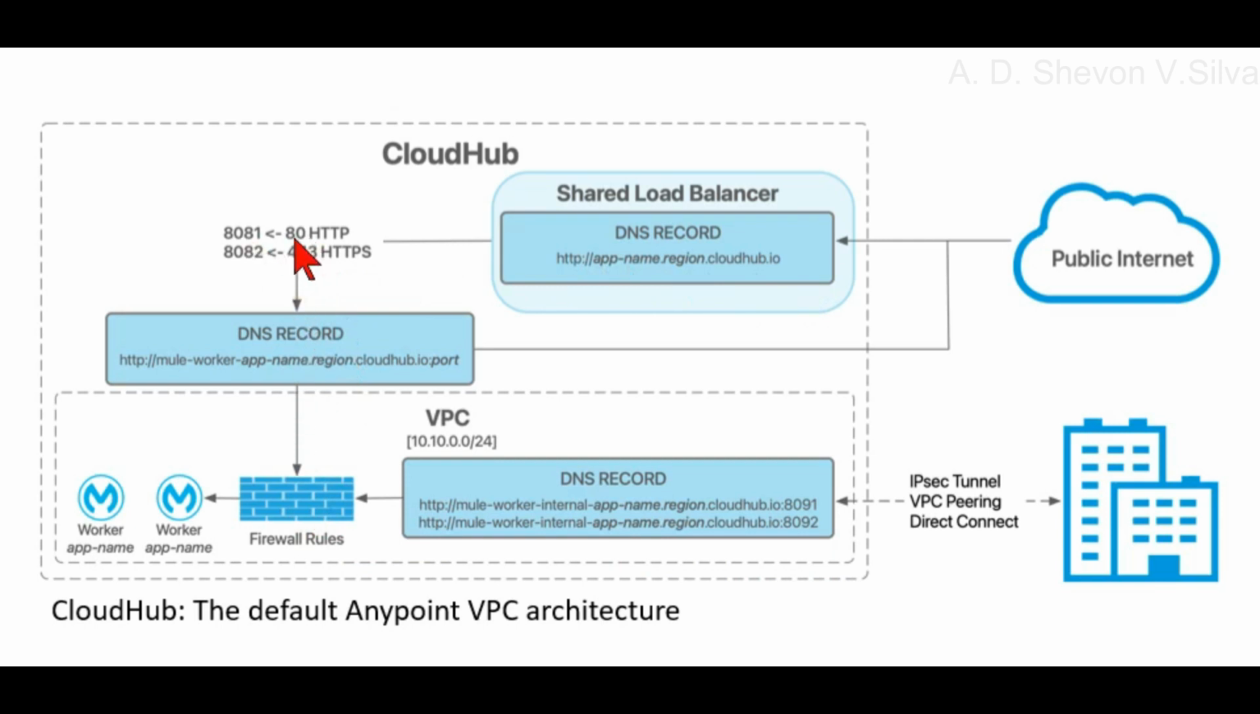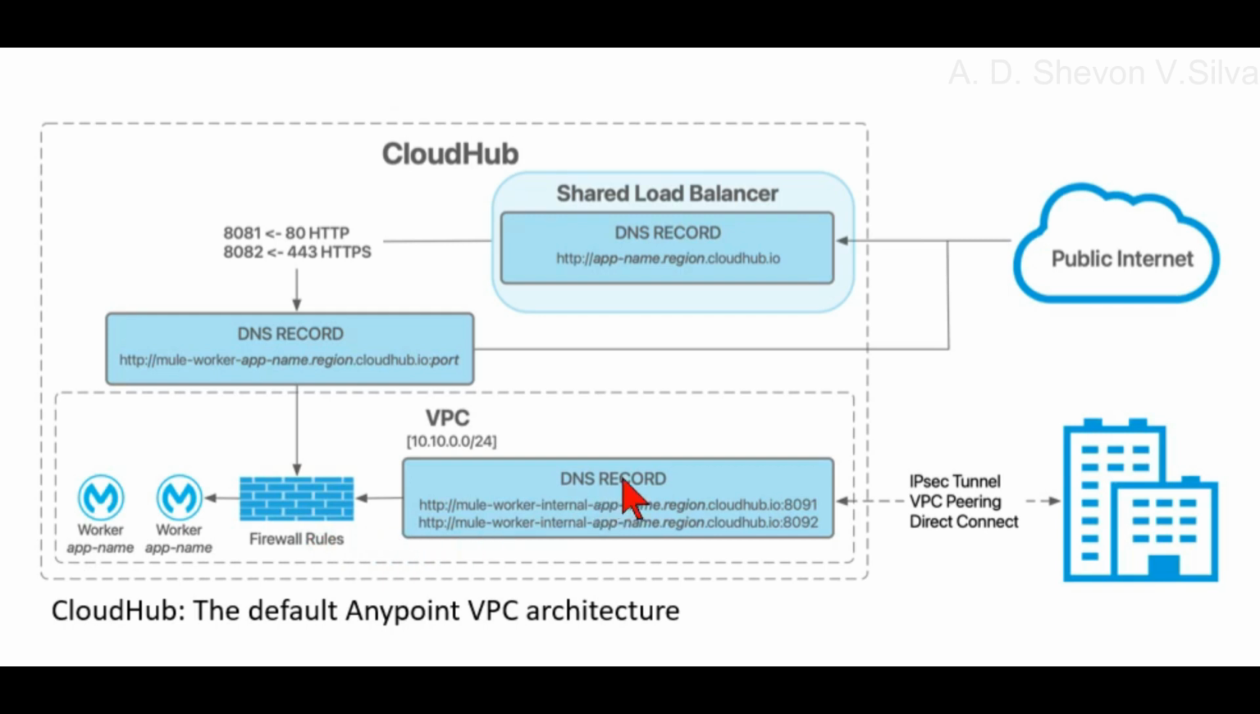Here are ports 8081 and 8082, and the shared load balancer ports through 8081 and 8082 here. All traffic that is not allowed in the firewall rules is blocked by default.